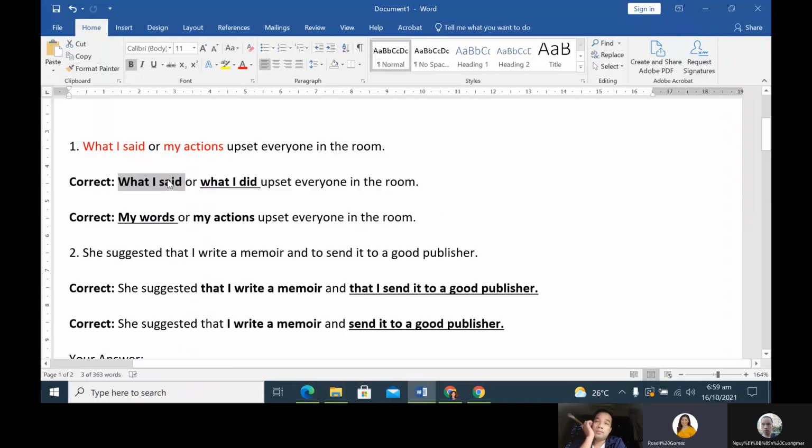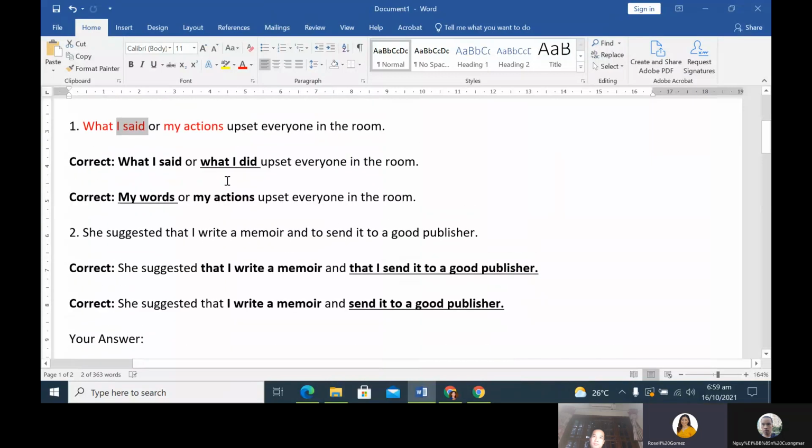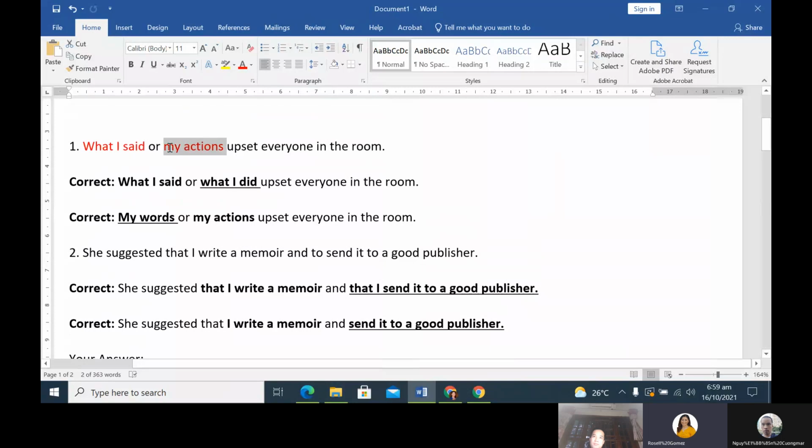It uses similar construction. Look, again, there are two ways for you to write. Again, just do not combine sentences. What he did in the first sentence is he combined what I said and my action. That is why this sentence is wrong. Now, another one, my words and my actions.